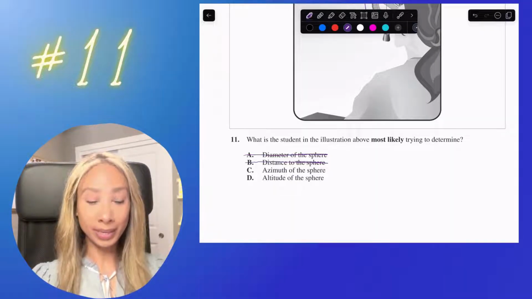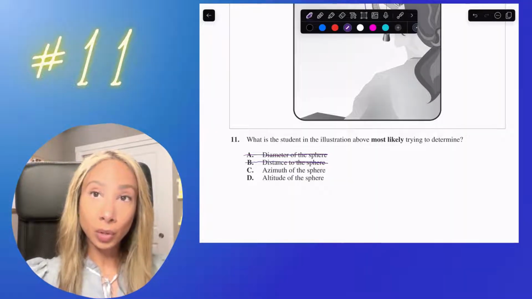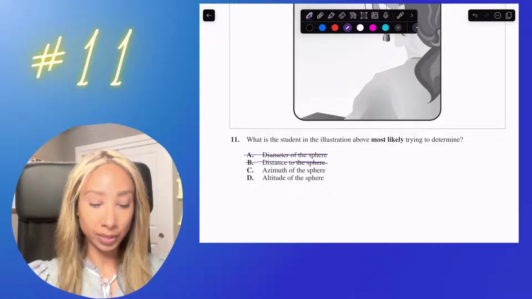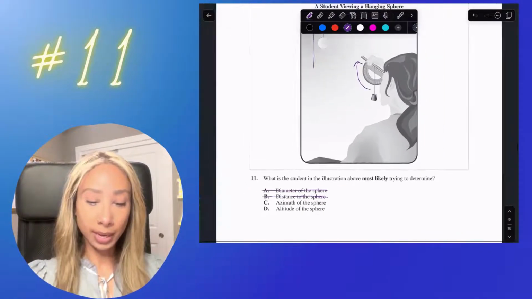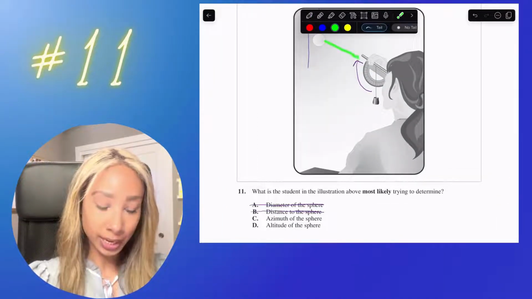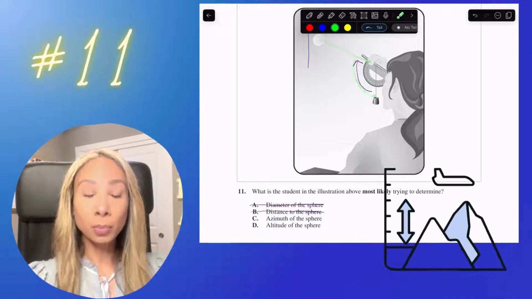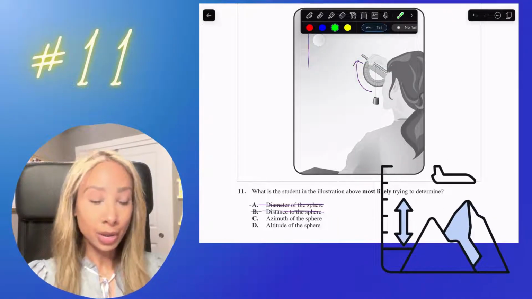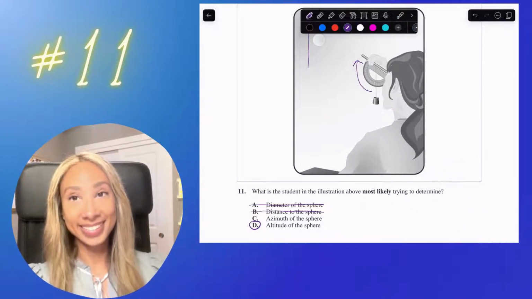Azimuth, we know, means we're going to be looking at it horizontally and normally in a clockwise motion with our different angles. And altitude, we're going to be looking at it straight up. So again, if we're looking at our device here, she's looking at it here and she's measuring it going up here. So when we think about moving up, we're thinking about altitude. So in this case, she's measuring the altitude of the sphere.